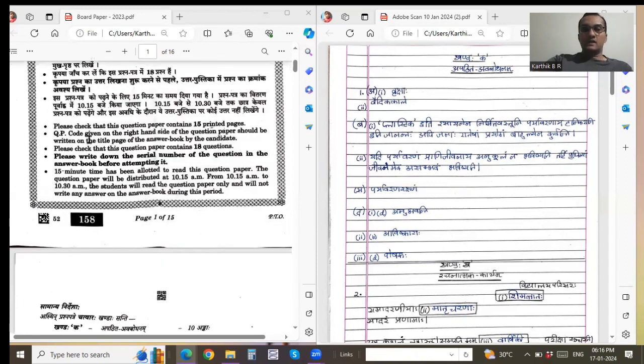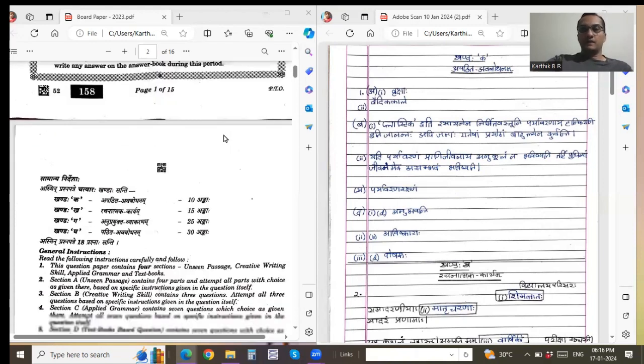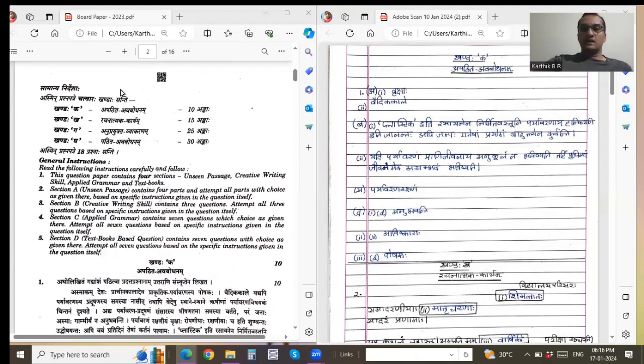These are all general instructions. Please check that this question paper contains 15 printed pages. Specifically, Samanya Nirdeshaha are given here down. These instructions have to be read carefully.